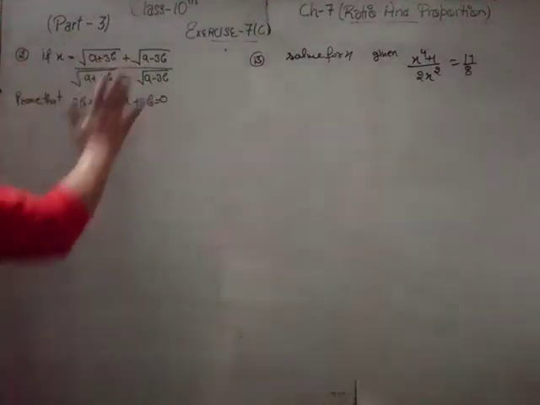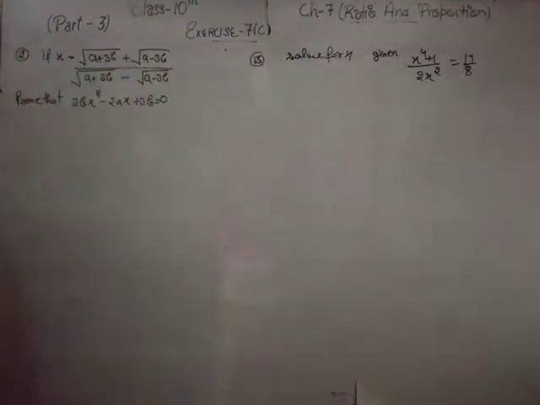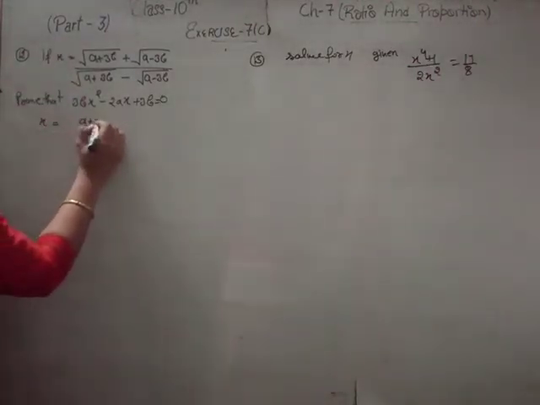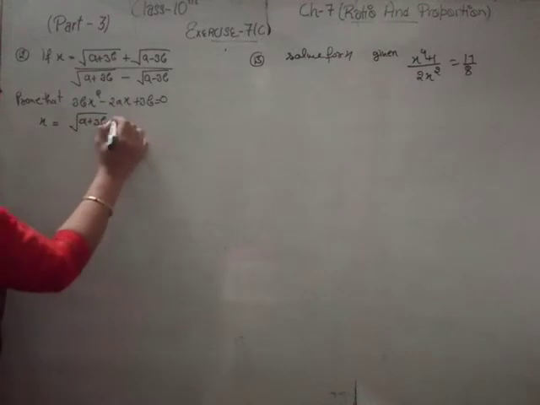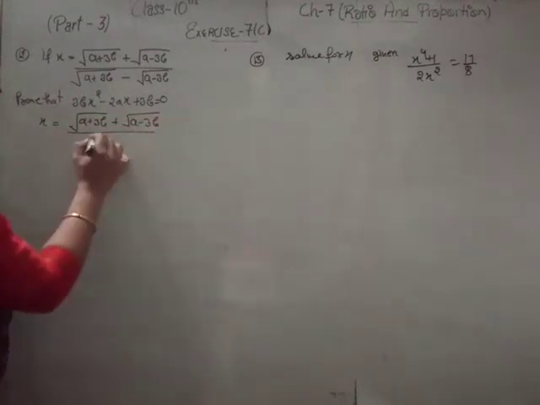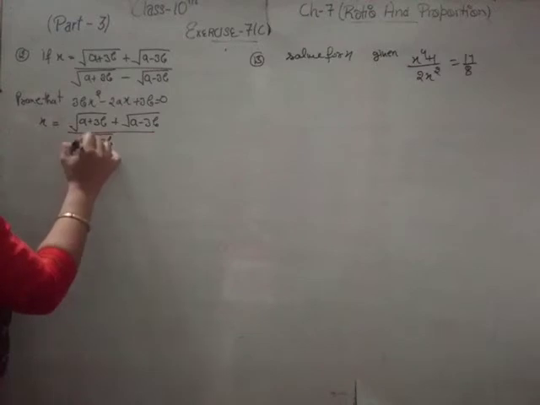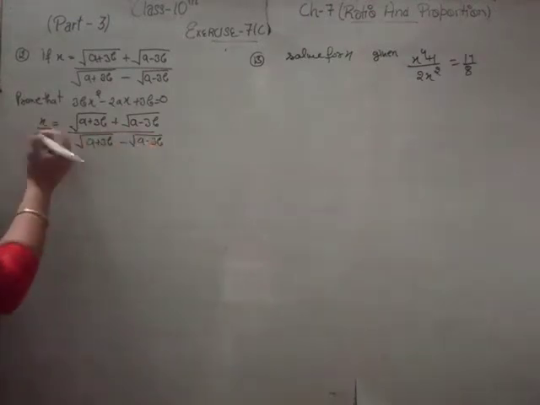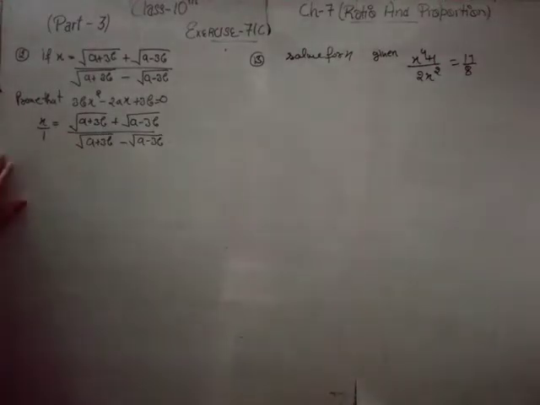If x equal to this, then prove that this equal to 0. Okay, then first we take this x equal to (root of a plus 3b plus root of a minus 3b) divided by (root of a plus 3b minus root of a minus 3b), and we write x by 1. Okay, student, first we apply componendo and dividendo.